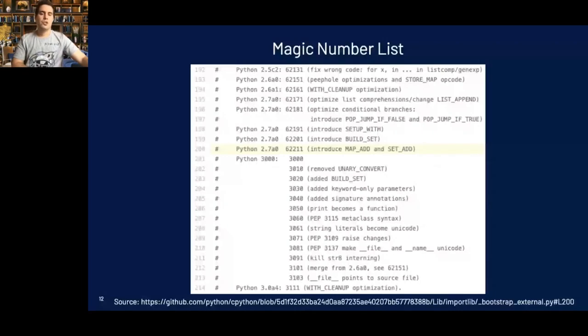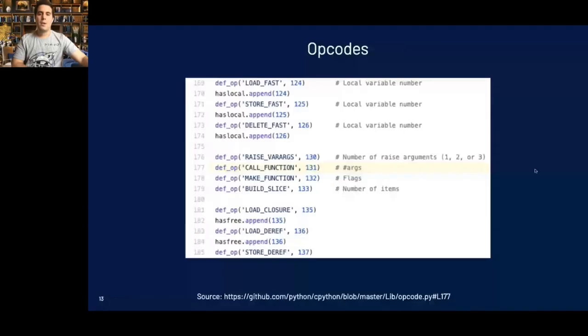So these instructions all map up to a specific opcode. For instance, on the highlighted line here, you can see that the call function instruction maps up to opcode 131. And then so on. There are plenty more instructions. Make function 132, build slice 133.